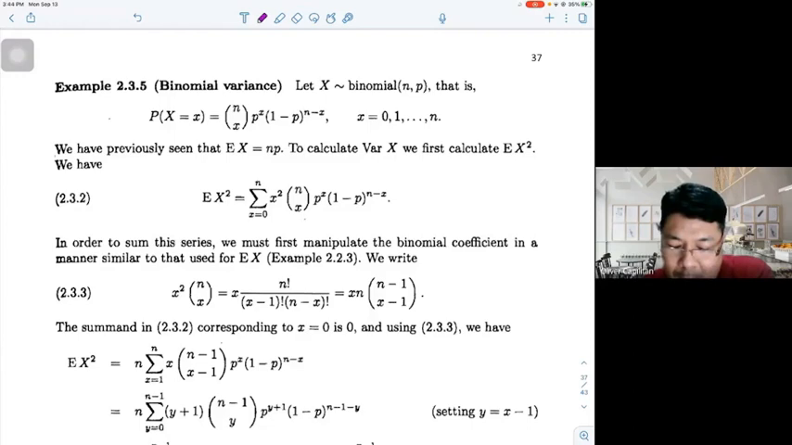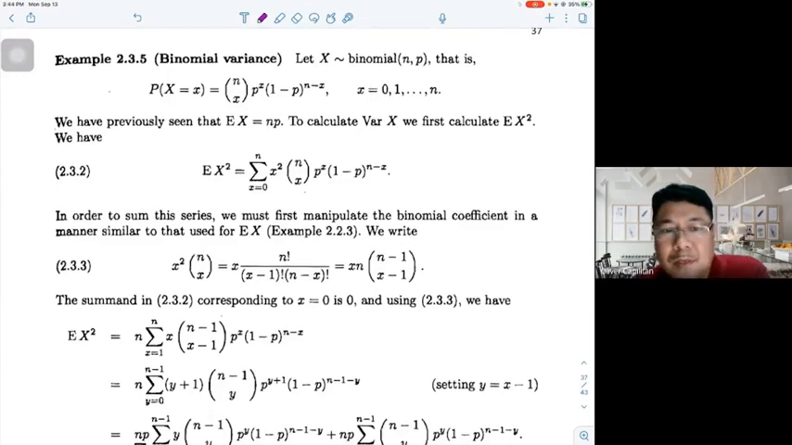And then in our previous example, we have already computed that the mean of our random variable is equal to n times p. And if we're going to calculate the variance of x here, we're going to calculate now for the expectation of x squared. Okay, so the expectation of x squared, again, using the definition, we have here the summation of x squared times the probability mass function of x. Okay, ito yung probability mass function ng x natin.